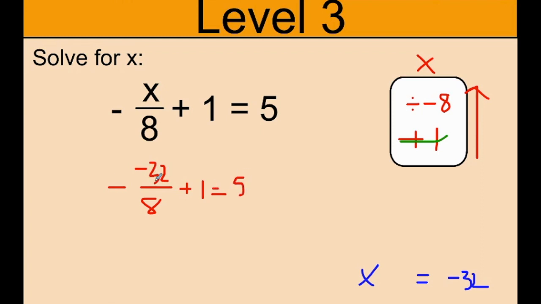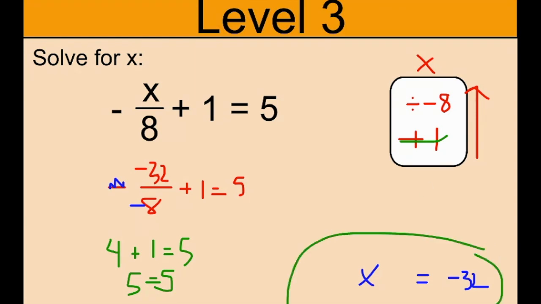Okay, -32 divided by 8, or if it's helpful for you, let's just move this negative down with the 8. Okay, -32 divided by -8 is going to be +4 plus 1 equals 5, and you can probably already see it. 5 does equal 5, so I know that I found the right answer.